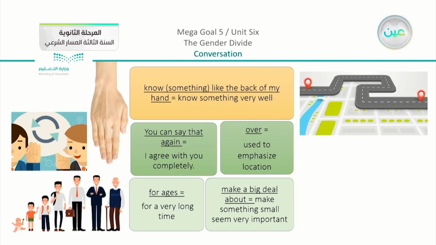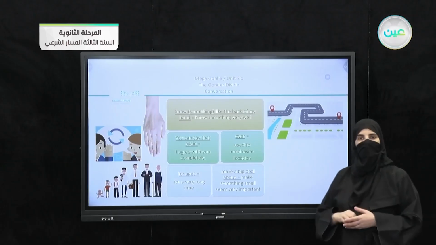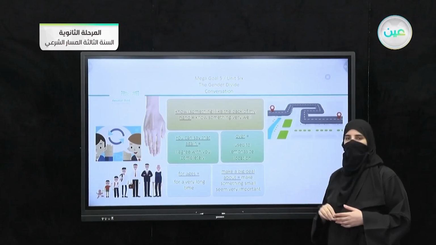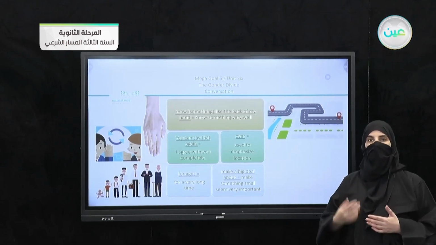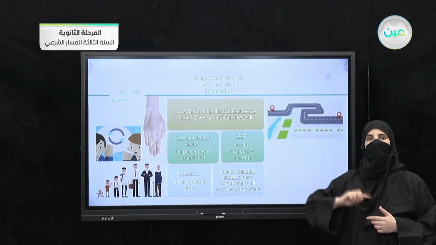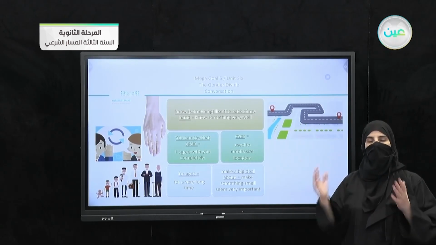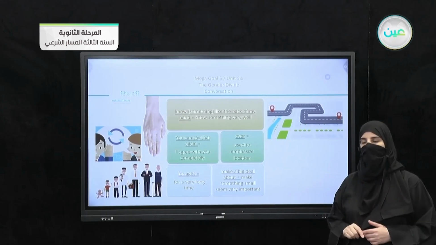Now you can see that we have here a map. We have here location. Now you can see that we have here two locations. One is here and the other is over here. Now, over is used to emphasize location. When you say that I have a book or I have something over there, you are emphasizing the location of what you are talking about.